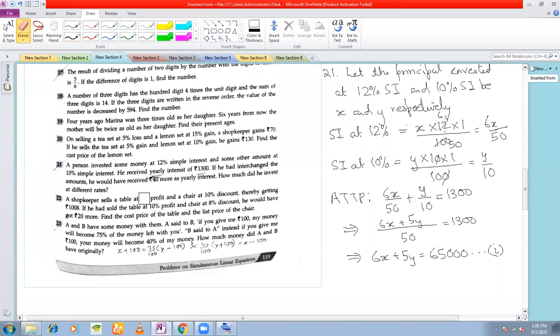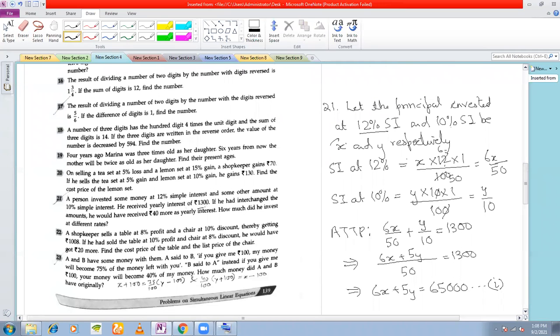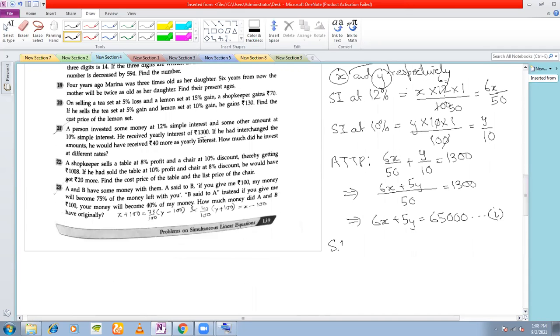So how to form the next equation? If we interchange the amounts, he would receive 40 more as yearly interest. Interchange the amount means how much was he investing at 12%? X. How much was he investing at 10%? Y. This time X he invests at 10%, Y he invests at 12%, right? So SI on rupees X at 10%. This time X amount he is investing at 10%.